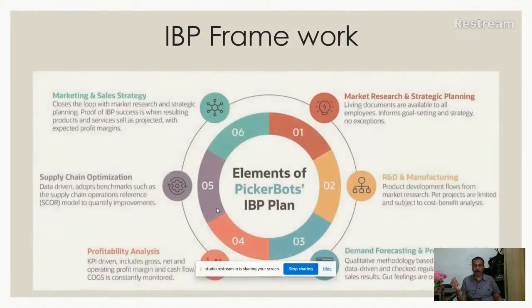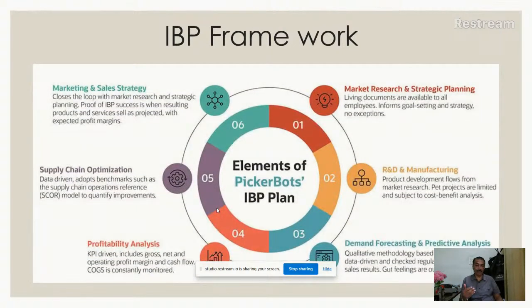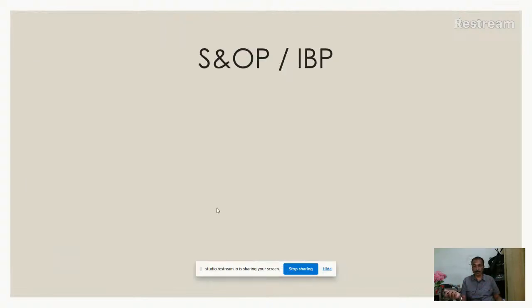Coming to the IBP framework, one, market research and strategic planning. Second one is R&D and manufacturing. Third one, demand forecasting and predictive analytics. Then profitability analysis, supply chain optimization, marketing and sales strategy. So all these modules are integrated to provide the decision makers some suggestions or alternative scenarios, but these modules will vary depending on the vendors.